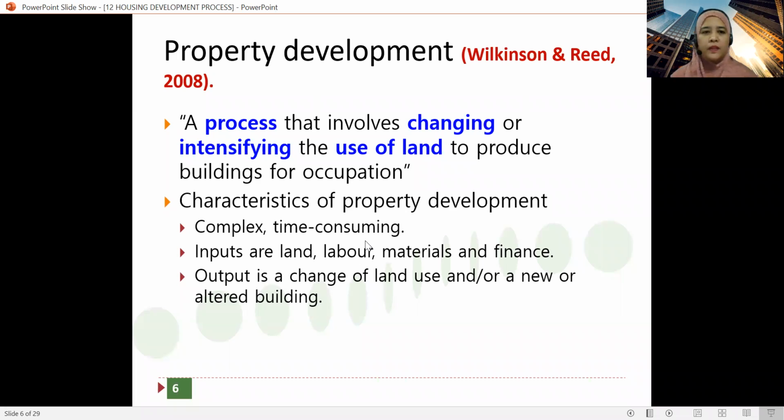Okay, so based on the above definition of property development, we can now discuss the characteristics of property development. First of all, when we say that property development is a process involved with intensifying or changing the use of land, of course, it will be complex. Of course, it will be time consuming, a process which is complex and also time consuming. And okay, going back to the basics, what are the inputs needed for property development?